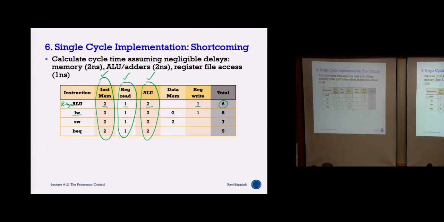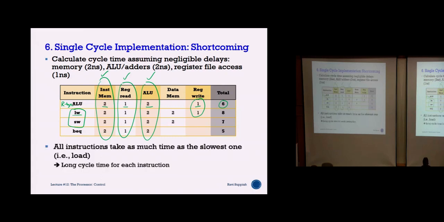Data memory is only accessed for load word and store word instructions. And register write is used whenever I do an R-type instruction, which I write back to a register, or a load word instruction where I take from memory and write back to a register. So you can see that the one that takes the longest is the load word. Why? Because load word has to practically access all the elements, plus it also has one more final write back cycle. Your store word also accesses everything, but after it writes the data to the memory, there is no write back to register.